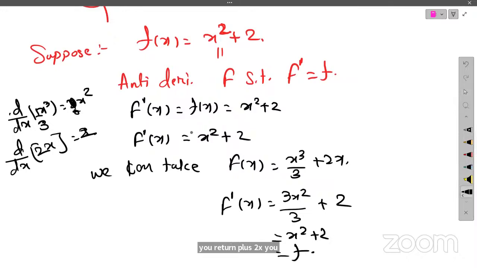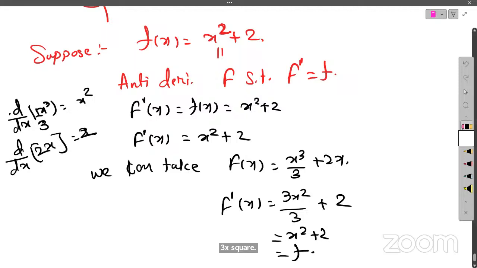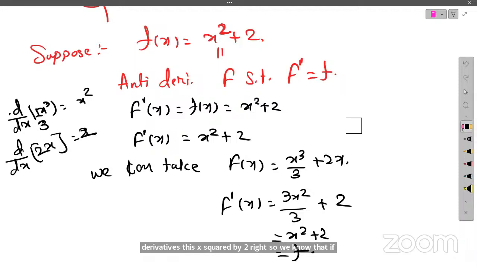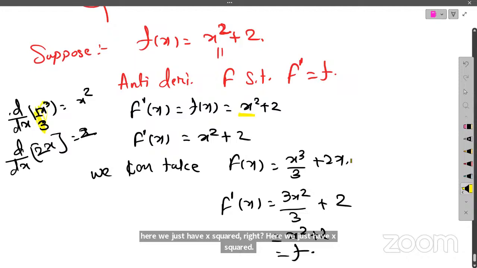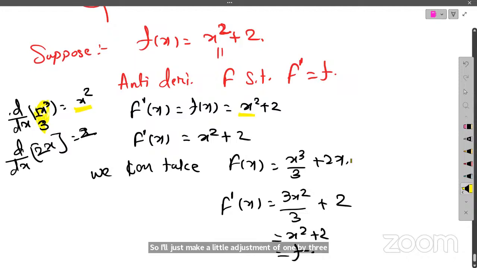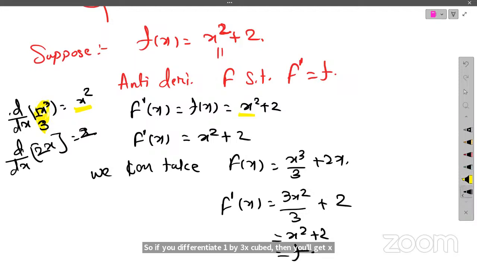See, here I actually want to make a guess about how I can get a function whose derivative is this x square by 2, right? We know that if you differentiate x cube, you will get 3x square. But here we just have x square, so I'll make a little adjustment of 1 by 3. If you differentiate 1 by 3 x cube, you will get x square, because the derivative will become 3x square by 3. So that's why x square. This is the little adjustment I have made.